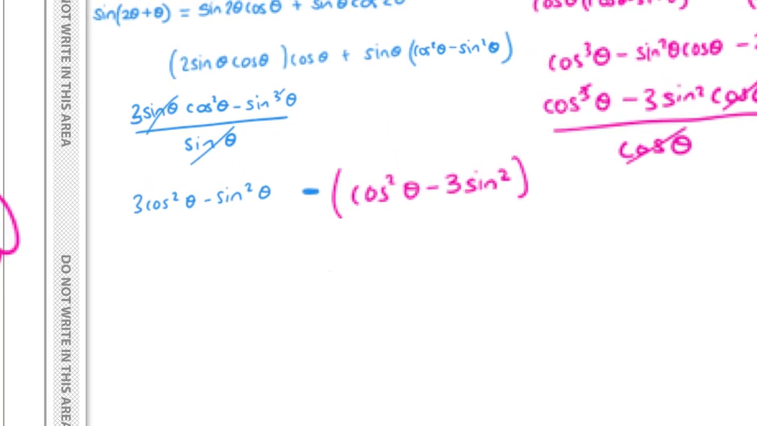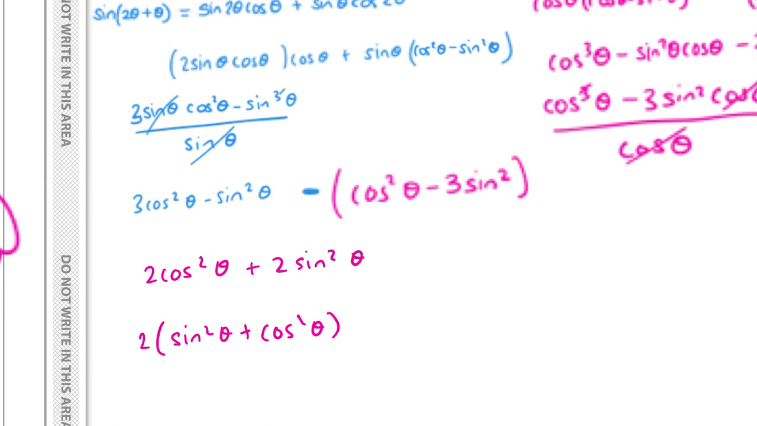Okay, so what does this give me now? So I'm going to get 2 cos squared theta plus 2 sine squared theta. Okay, this is great, guys, because what do we know about sine squared plus cos squared? This actually, in fact, equals 1. So we get 2 lots of 1, therefore it is completely equivalent to 2, therefore proved.